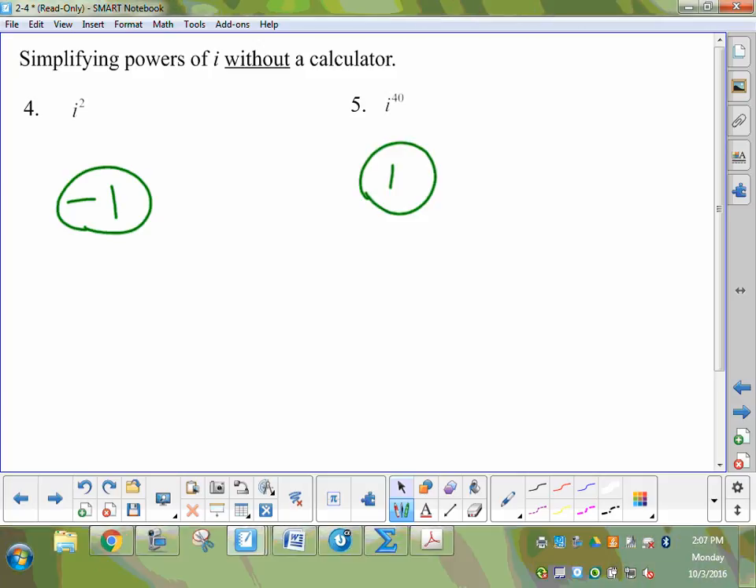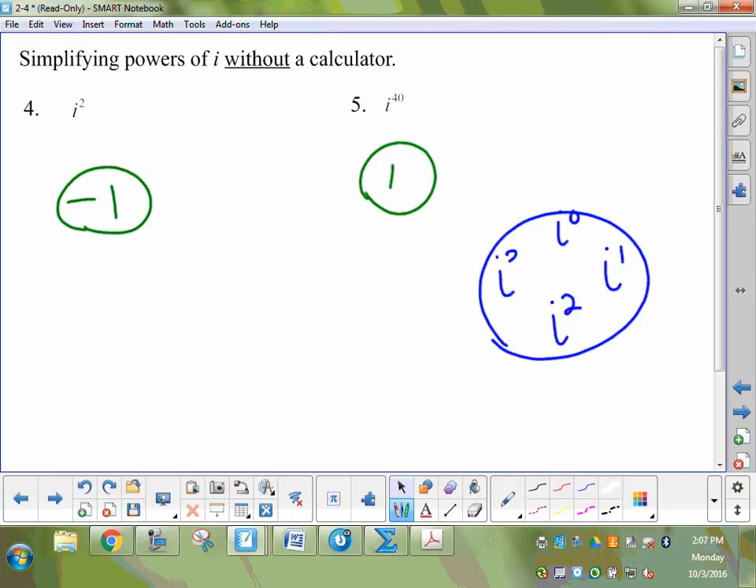How I got that? Which one? Number 5? Remember, here's our wheel, right? We've got i to the 0, 1, 2, and 3. Where's 40? Because remember, all the multiples of 4 land up top. So what multiple of 4 is going to land up top? 40th, and i to the 0 is 1. Always find the nearest multiple of 4 when you're doing it. So you have to know your multiples of 4.